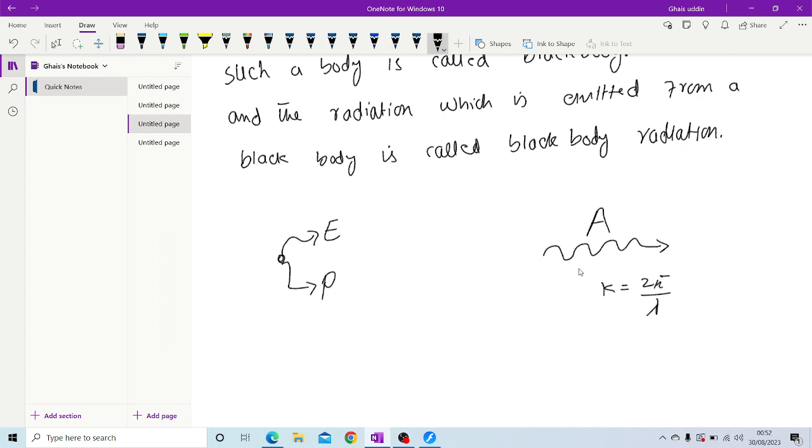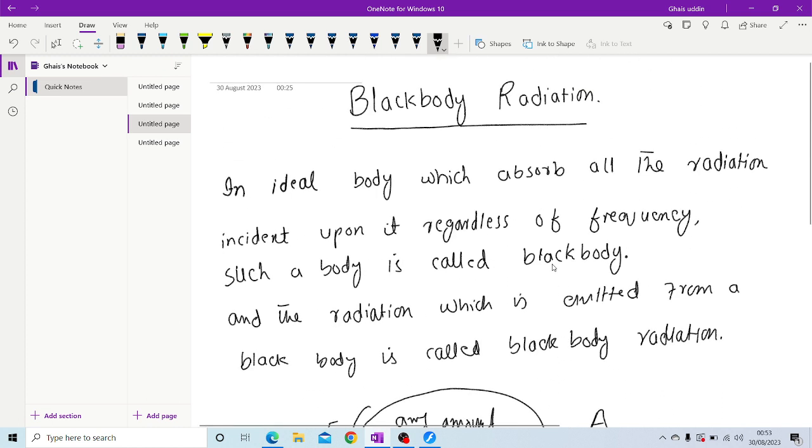Now, according to classical mechanics, this wave can exchange any amount of energy with this particle, and this is the main problem: a wave can exchange any amount of energy with the particles. This leads to the failure of classical mechanics, which fails to explain a number of microscopic phenomena such as black-body radiation, the photoelectric effect, and the Compton effect.